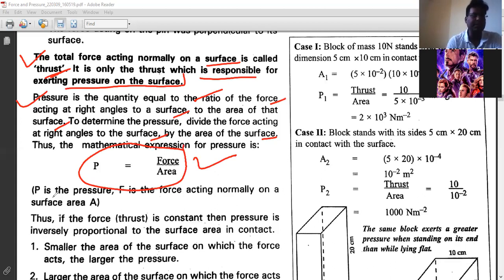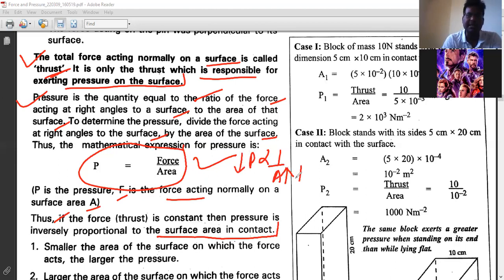So P is the pressure, where F represents force acting on the surface area at 90 degrees. Thus, if the force is constant, then pressure is inversely proportional to the surface area in contact, right? As we know, pressure is inversely proportional to area. So when area is large, pressure will be small, and when area is small, pressure will be large. They are inversely proportional to each other.